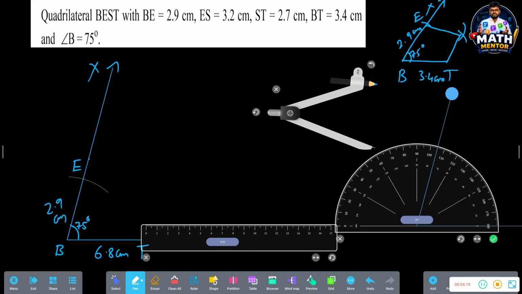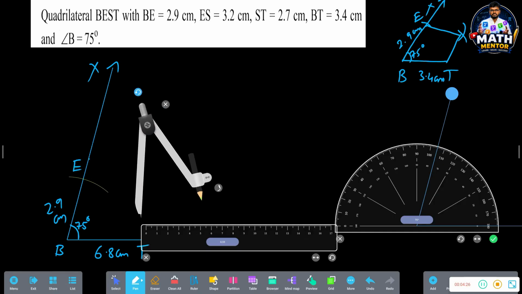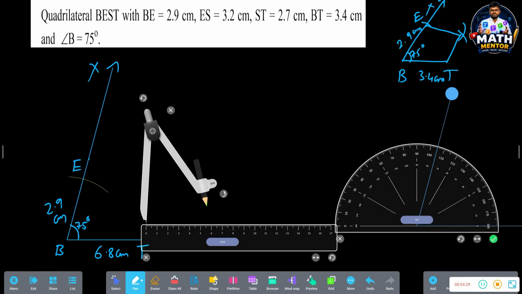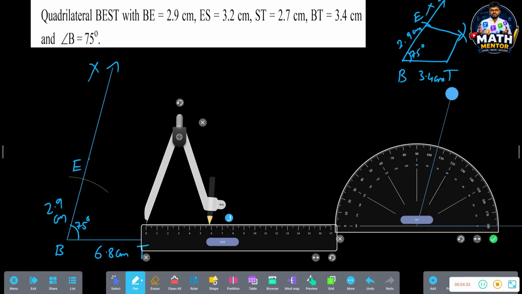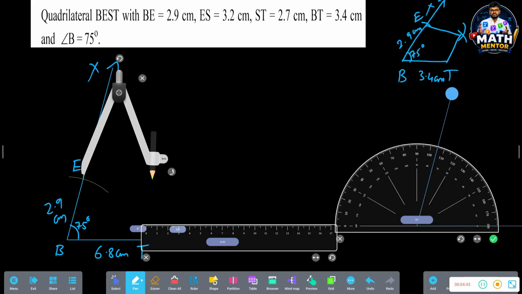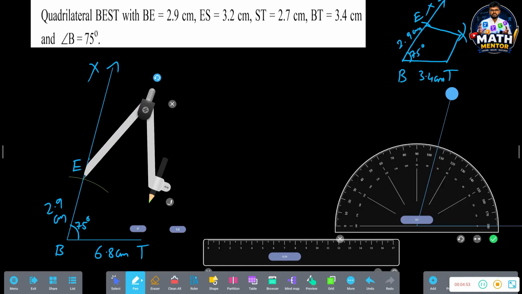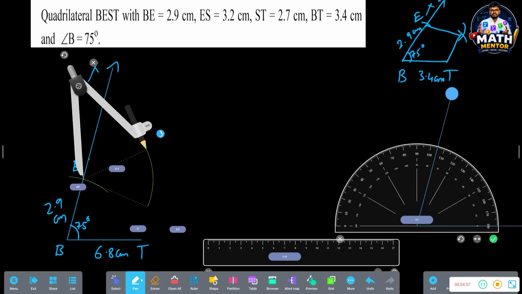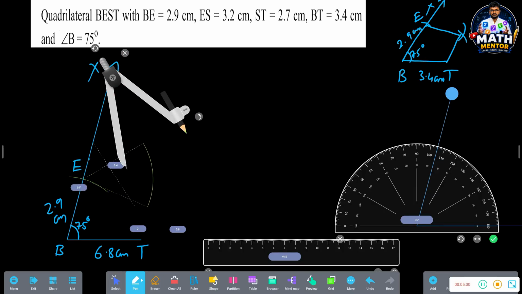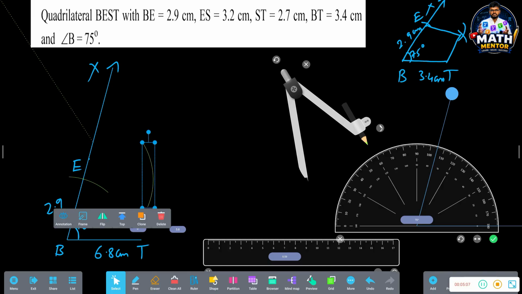Now from E what I have to measure? ES is 3.2. So 3.2 means I have to take 6.4. See, 6.4. So keep this point at E. Okay, we'll draw an arc. So this is the arc. Okay, so remove your compass. So this is our arc, right?